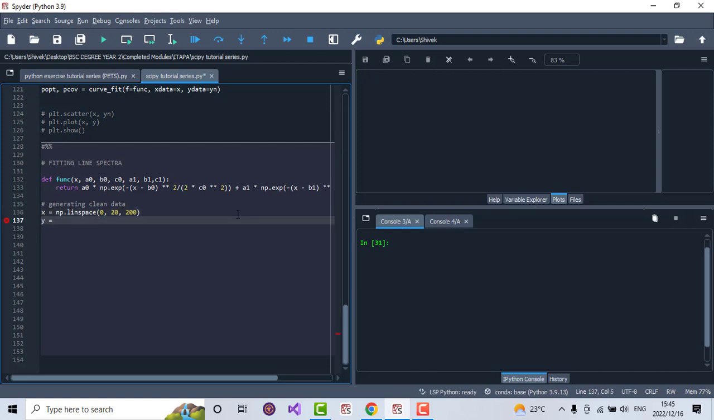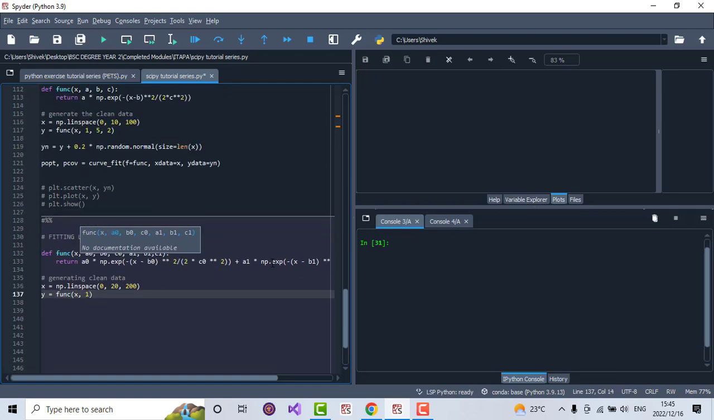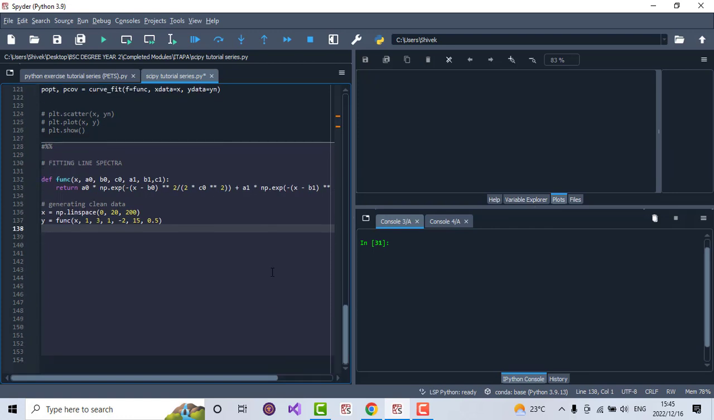0, 20, 200, and for the y values I am going to call my function and pass values. Suppose I would like the function itself to have x, and the values I'd like to pass to my function. Suppose I would like to have the values 1, maybe 3, 1. Let's do a negative number, so -2. We'll do a 15 and maybe even a decimal, 0.5. Now that itself is the clean data.